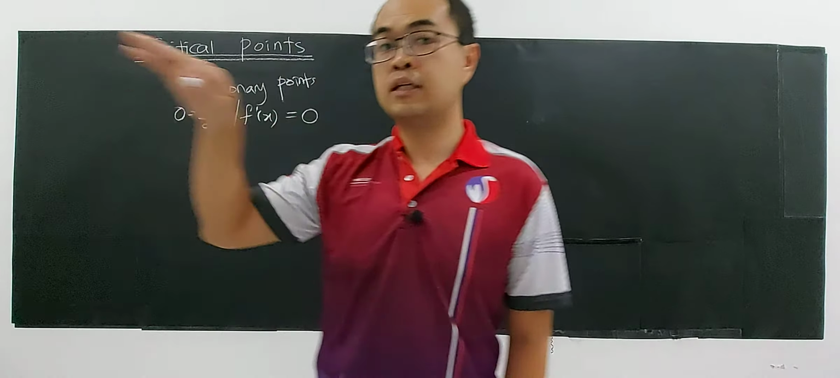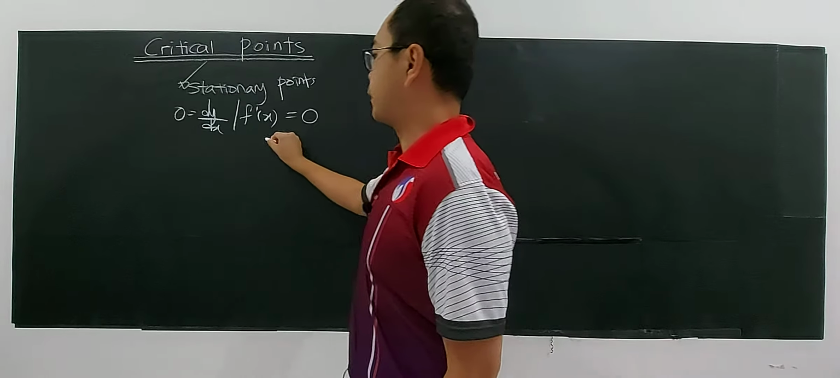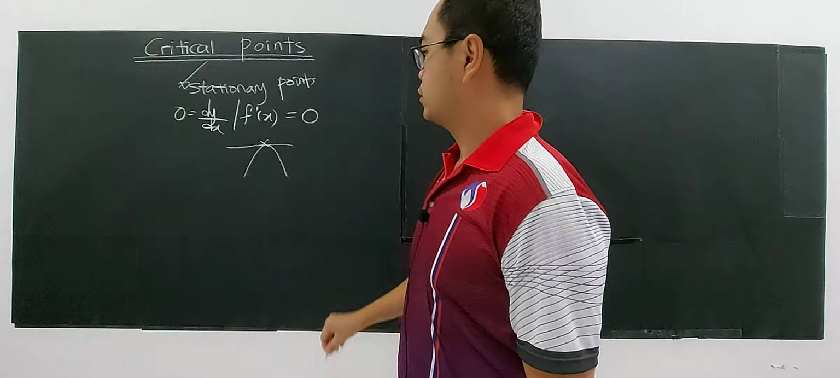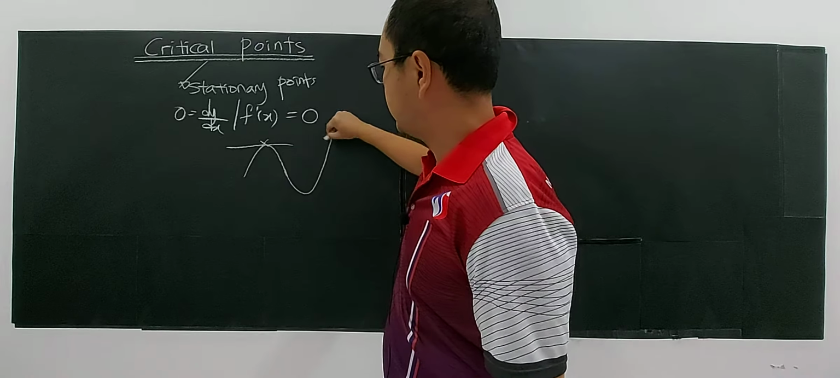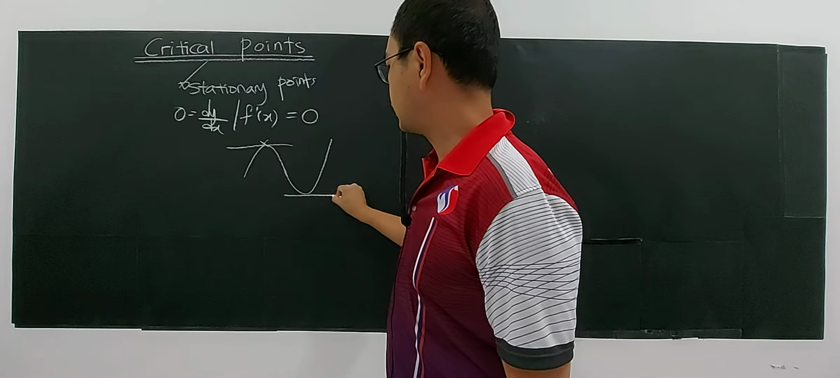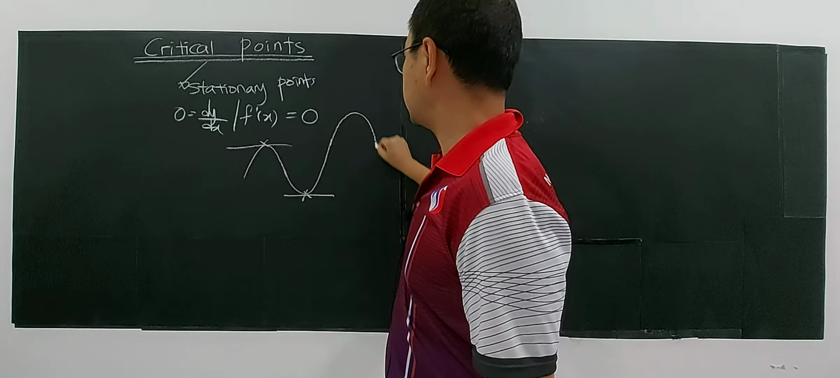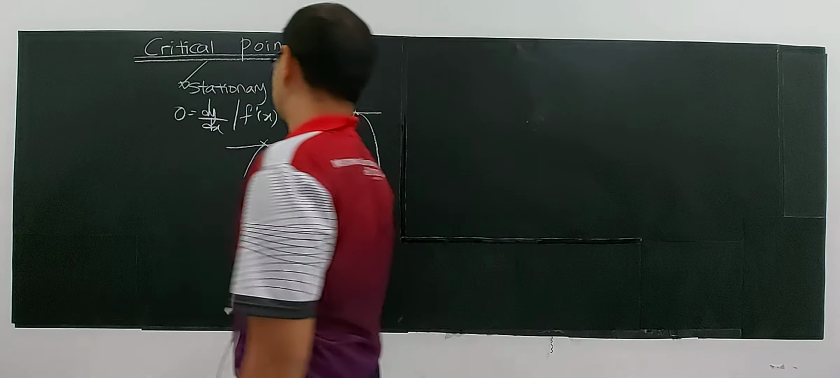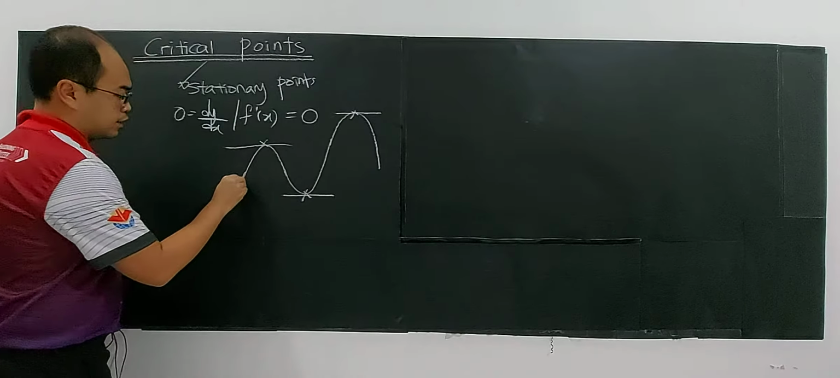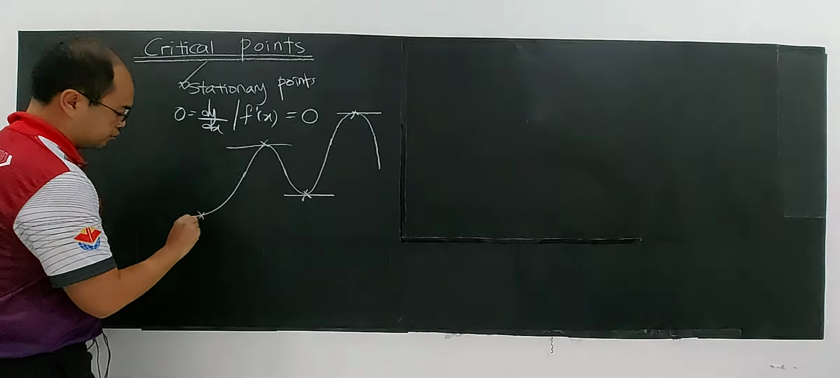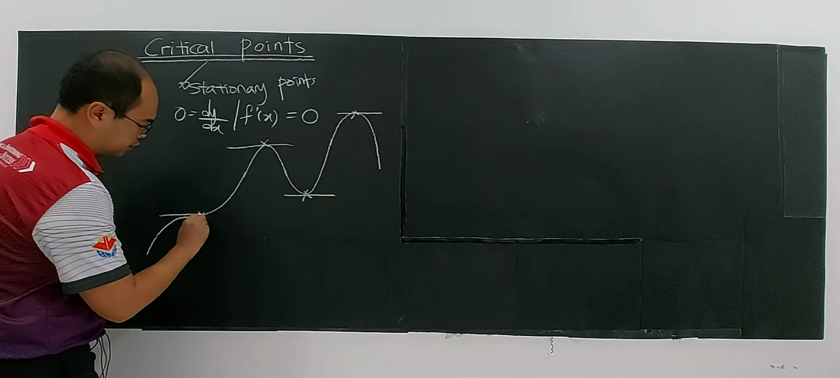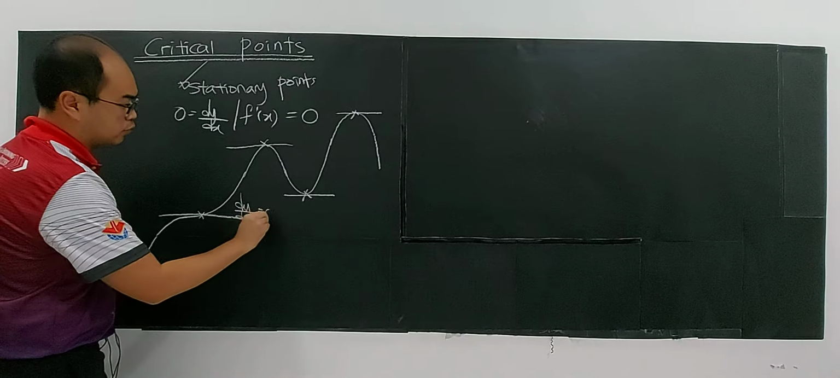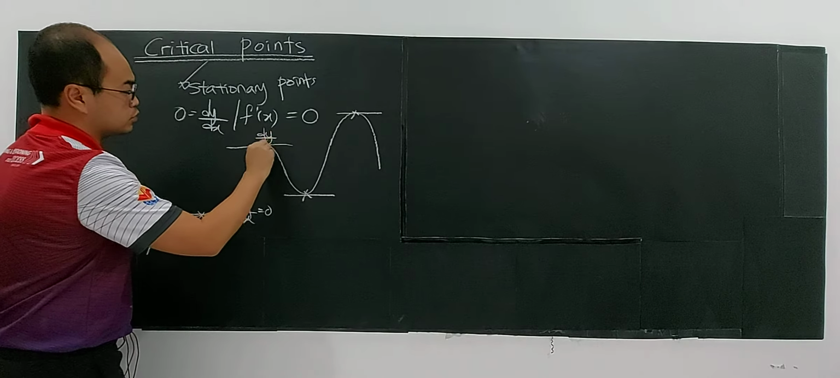This means there is a horizontal tangent at that point. For example, a local maximum or local minimum point. All of these have dy/dx equal to 0. Or some may have an inflection point, which you're not learning in this chapter. So dy/dx equals 0 for all of these.